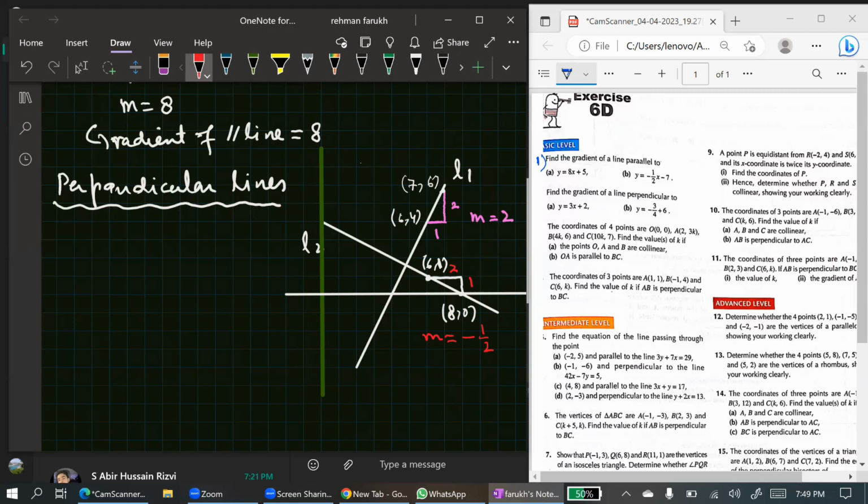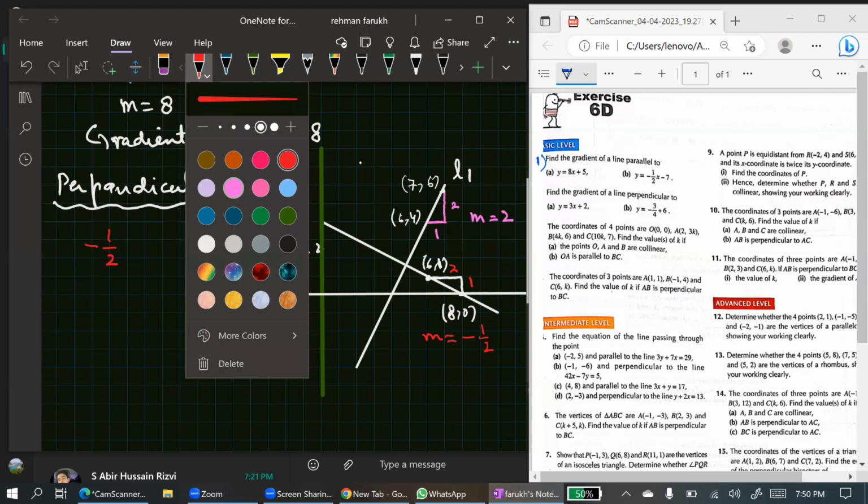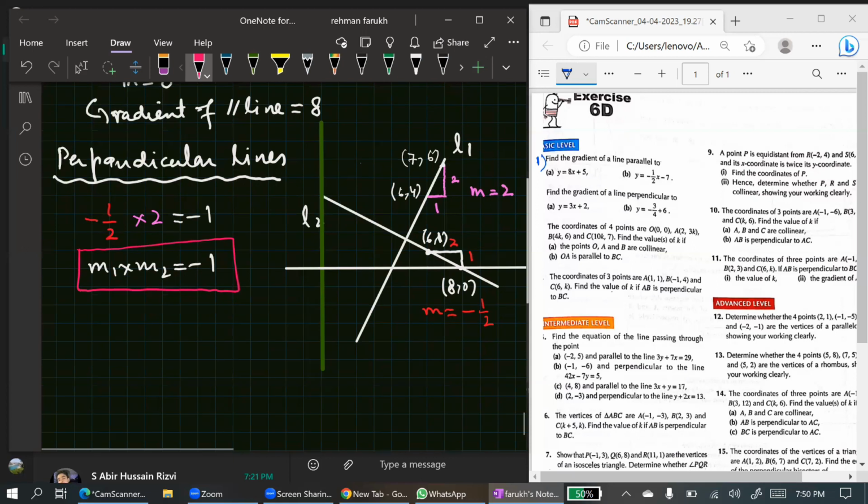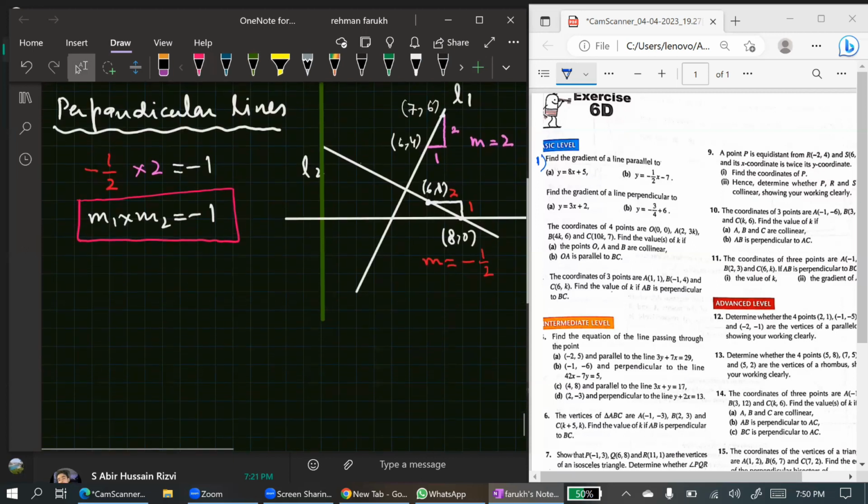Now see, if we multiply the gradients of both lines, we get -1. Minus 1/2 into 2 is equal to -1. So the relationship between the gradients of perpendicular lines is m1 into m2 is equal to -1. This means that if we multiply both the gradients of perpendicular lines, we will get -1.